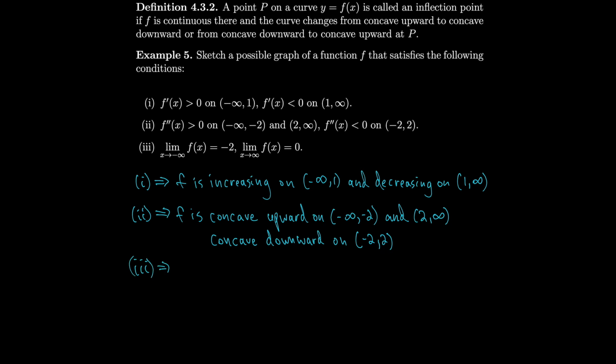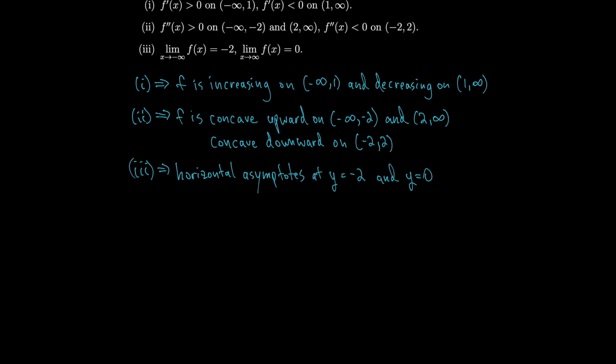Okay, 3 tells us about some asymptotes. Remember that if the limit at infinity is equal to some number, then that number becomes a horizontal asymptote. So we have horizontal asymptotes at y equals -2 and y equals 0. Okay, let's try using this information to draw the graph.